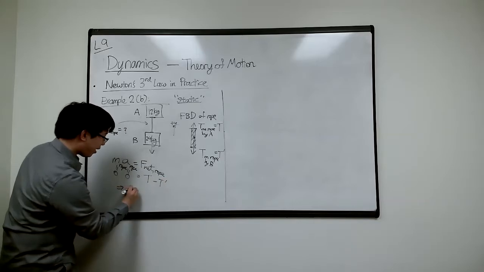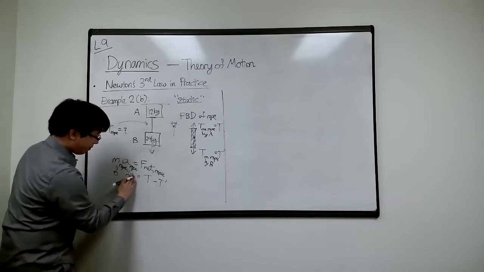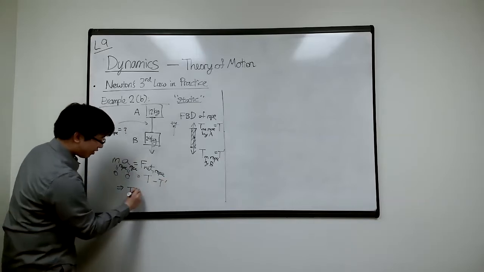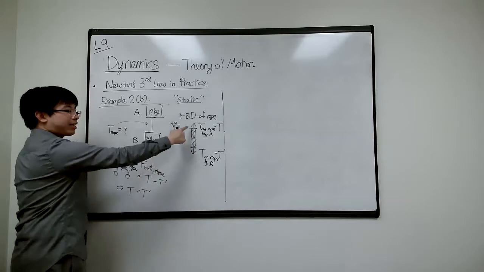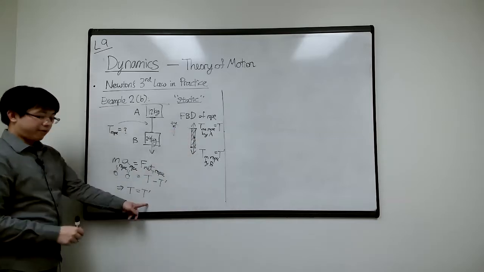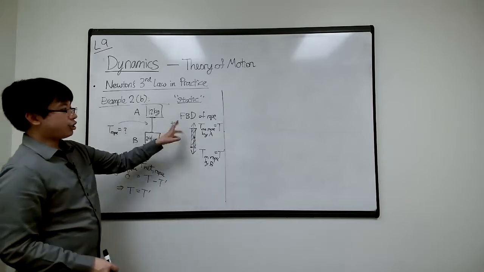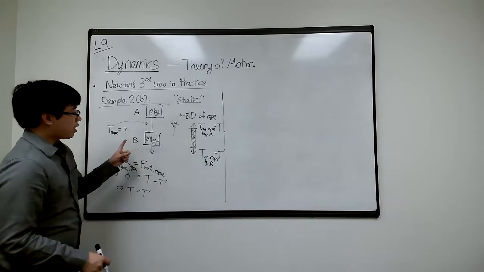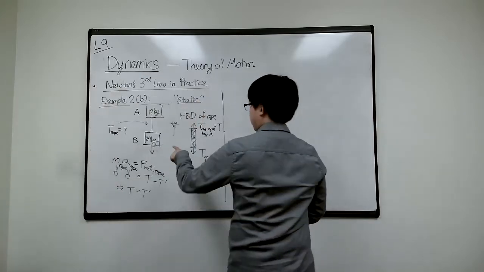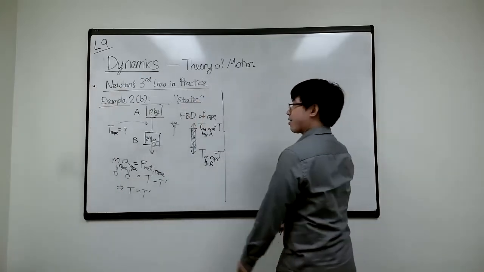So what does that imply? Because this side is 0. Yeah, I have enough zeros there. So T equals T prime. So these are the same, okay? But that does not tell me what the value is. It just tells me the tension on both sides is the same. So now, maybe let's investigate the free body diagram of this guy, right?